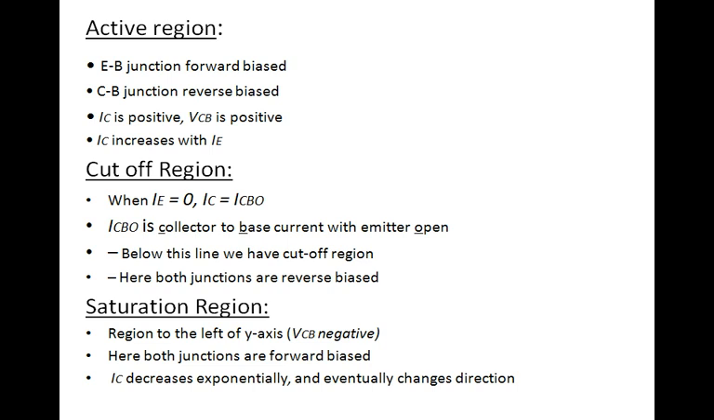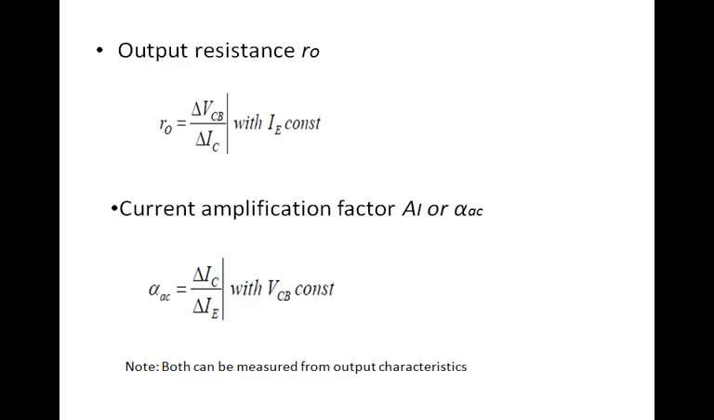In the cutoff region, both junctions are reverse bias, so ideally the transistor is in off state. Here IE is equal to 0 and IC is equal to ICB0, a reverse saturation current only flows. In the saturation region, both junctions, emitter to base and collector to base, are forward bias, so ideally the transistor is in on state. Here is how to calculate output resistance from the common base output characteristics: delta VCB by delta IC, keeping IE constant, and current amplification factor delta IC by delta IE, output current by input current, keeping output voltage constant.